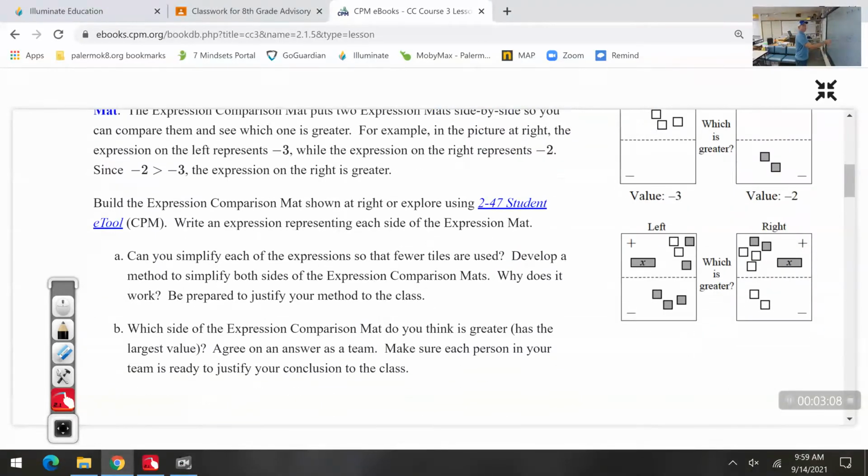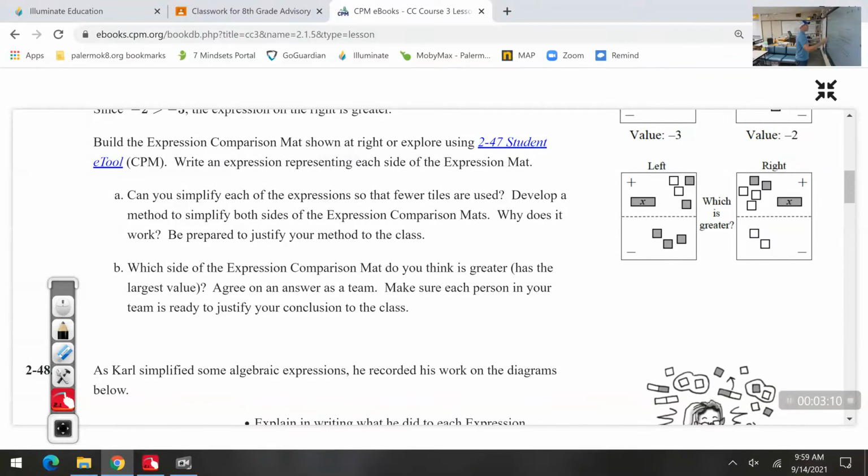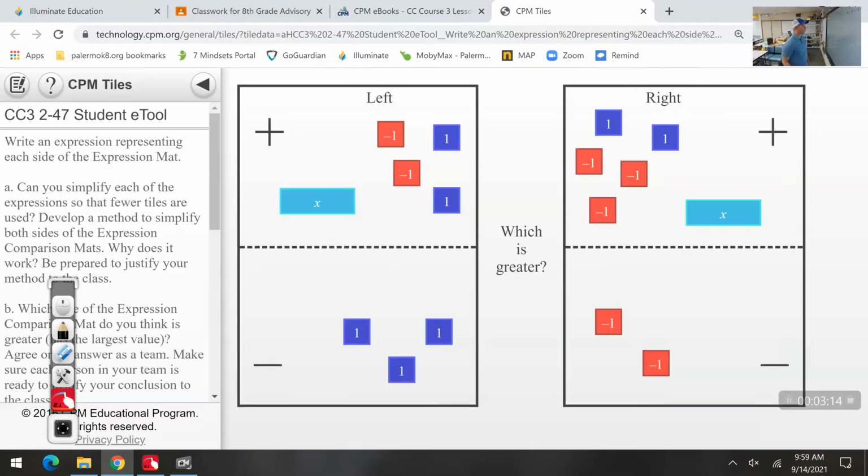So what we're going to do is look at 2-47. We're going to do that right now. I'm going to click on my e-tool. You don't need to go to your e-tool because we're going to do this one together. You'll notice in your notebook that you have 3 lines that you're going to write a sentence on at the end, but we're going to talk about these two expressions.